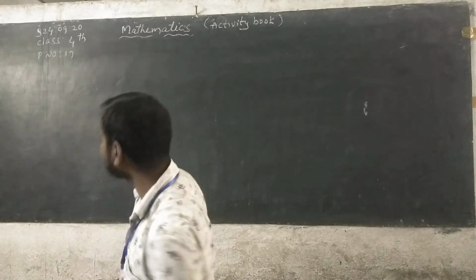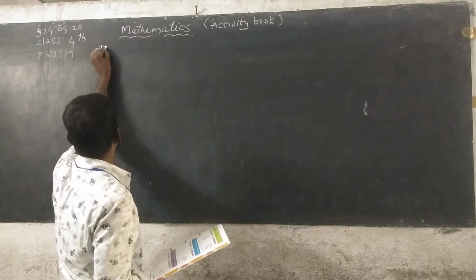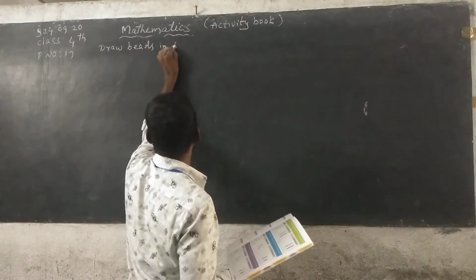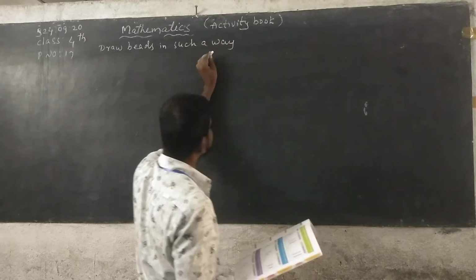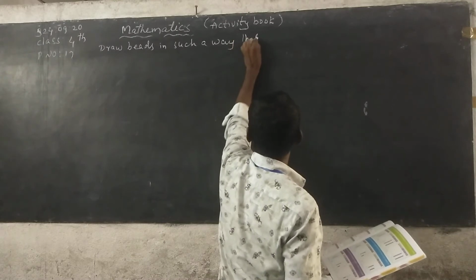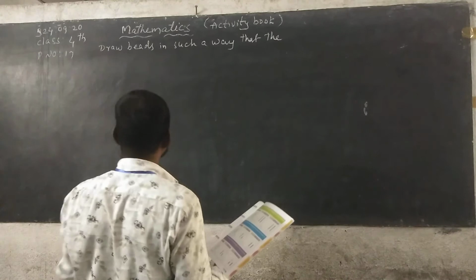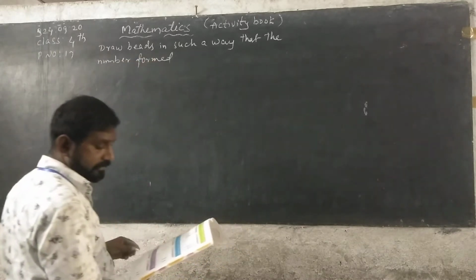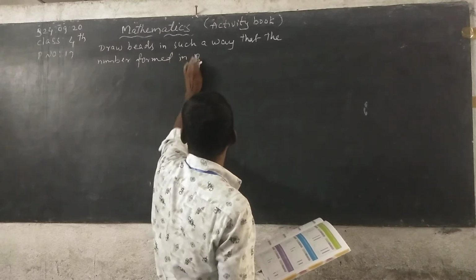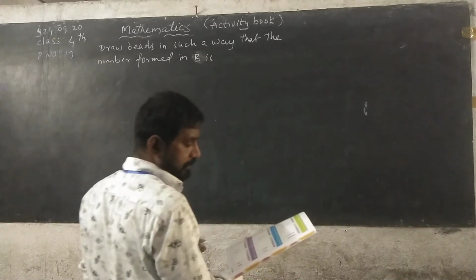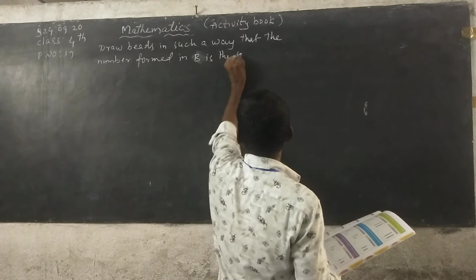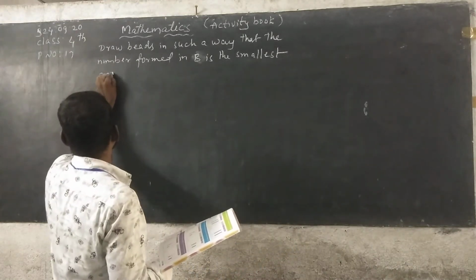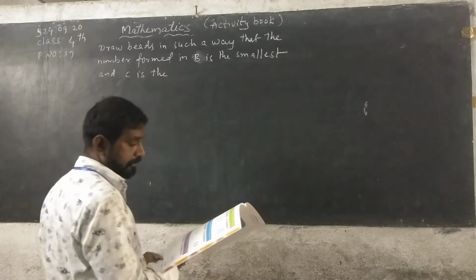See, next problem. Draw beads in such a way that the number formed in B is the smallest and C is the biggest.